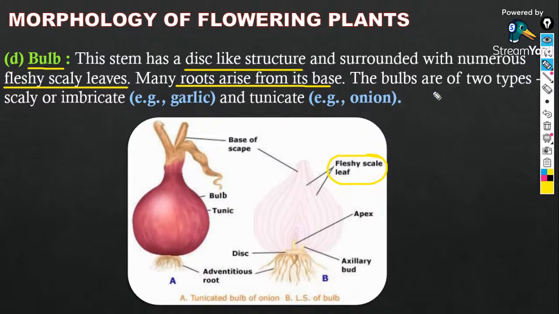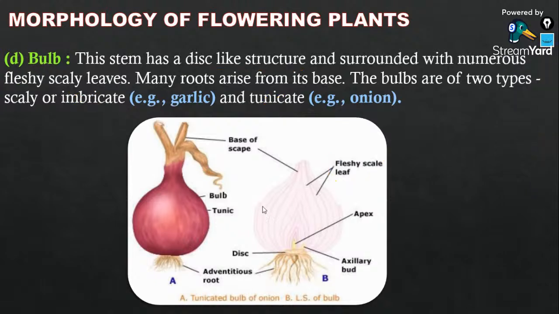Many roots arise from the base. The bulbs are of two types, that is imbricate or scaly as in garlic, or tunicate as in onion. So for the example, you have to simply study bulb: garlic and onion. You don't have to study about this tunicate or imbricate, so don't make yourself confused with that. So tuber is potato, rhizome is ginger, corm is colocasia and amorphophallus, and bulb is garlic and onion.